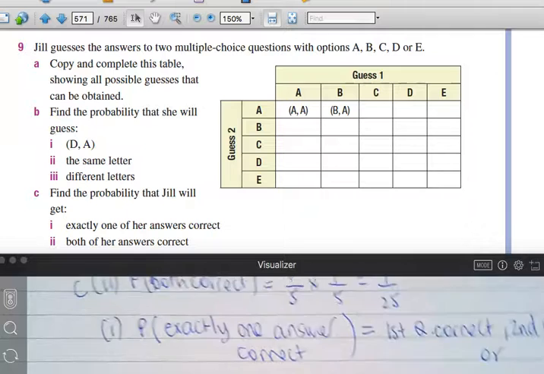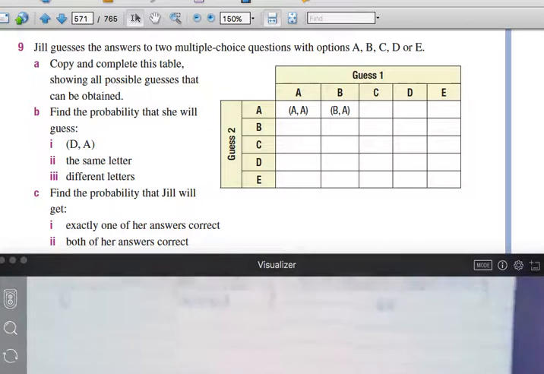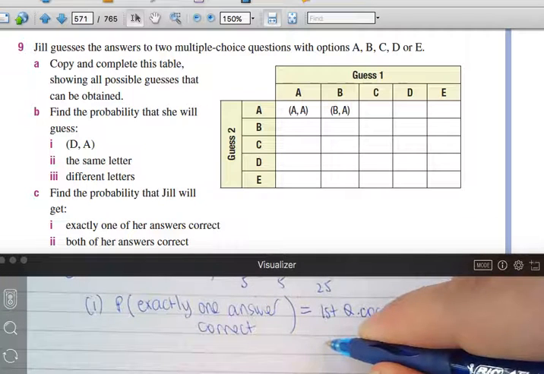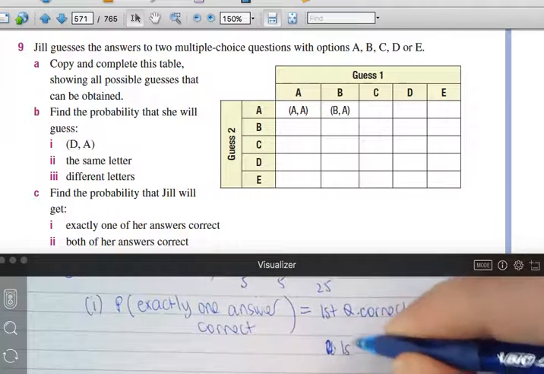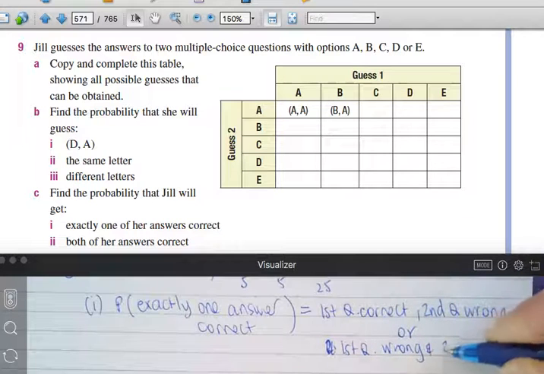Or, so how can you get exactly one correct? Wouldn't you get the first one correct maybe and the second one wrong? Or she could get the first question what? Wrong, and the second question correct.